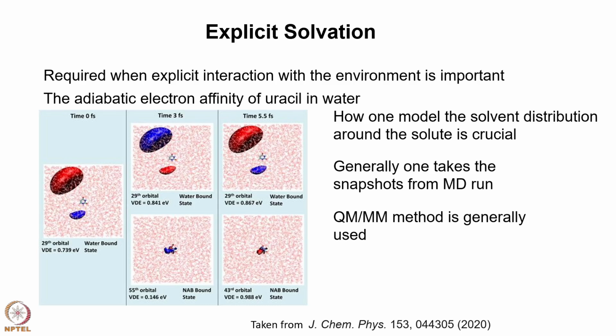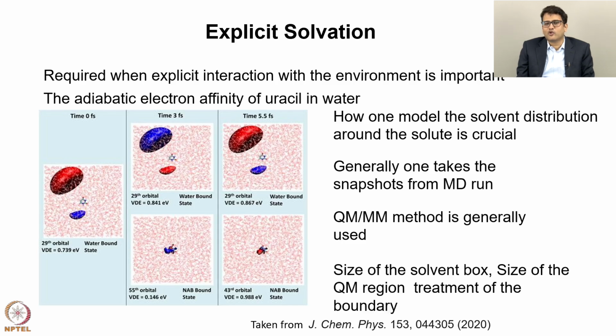And of course, if you have such a big system, generally a QM/MM method is used. You cannot do a QM calculation on the entire uracil water box. So if I take uracil in water, I will do QM/MM by using uracil as the QM region and the rest of the water molecules as MM. This is a representative system; you could have done any other systems also.